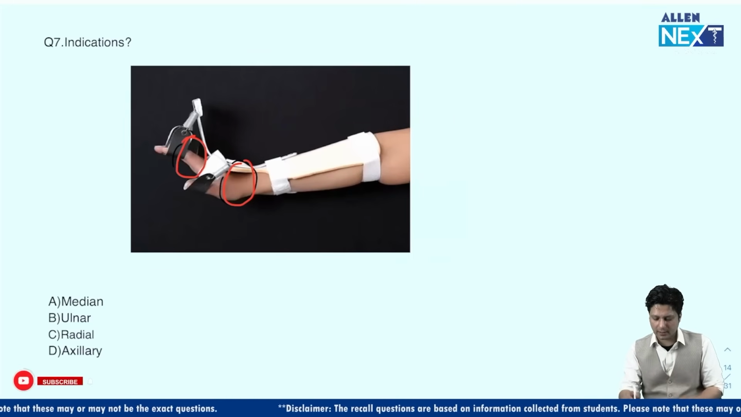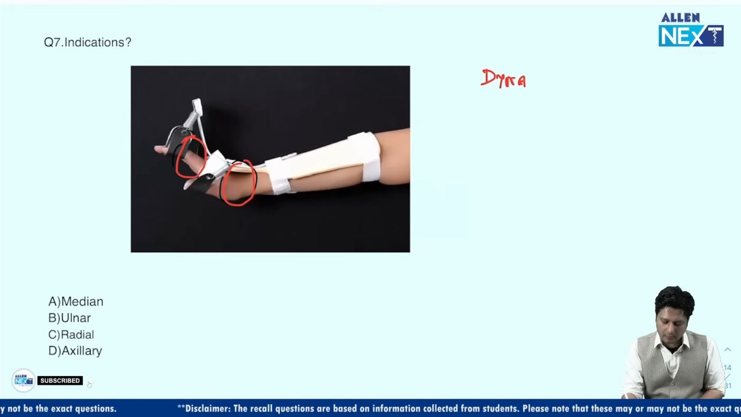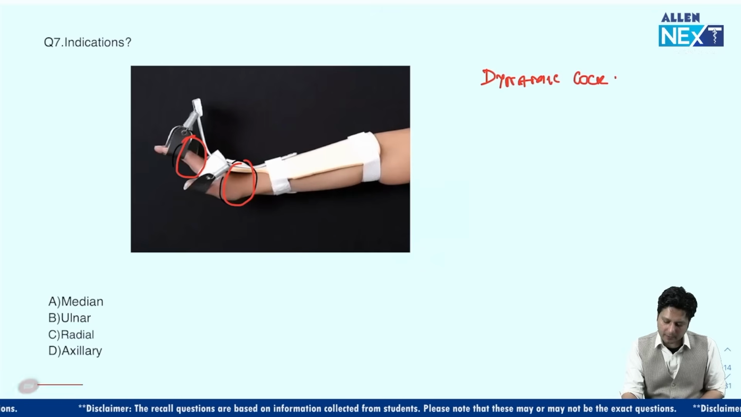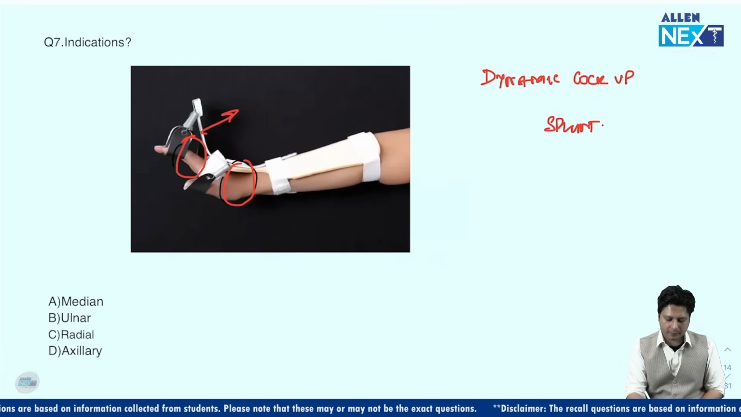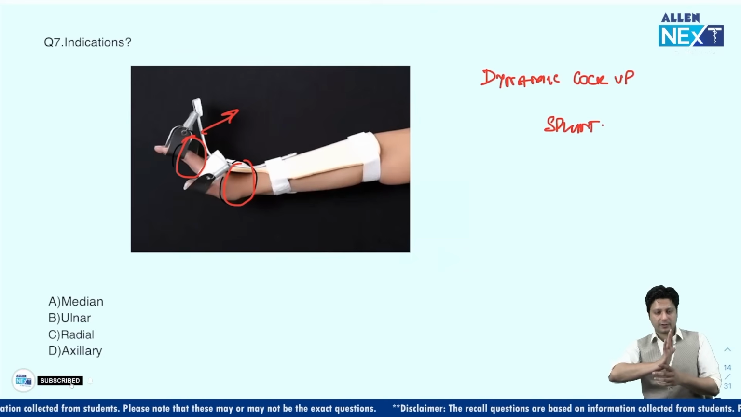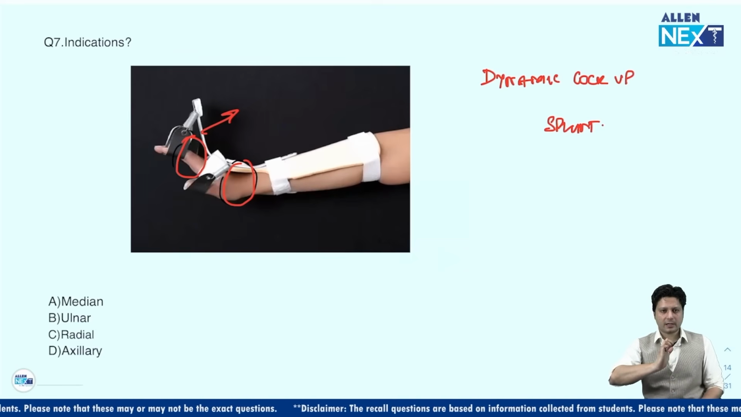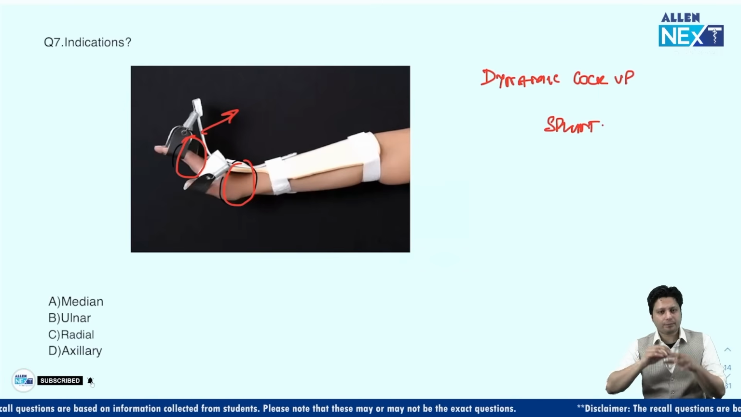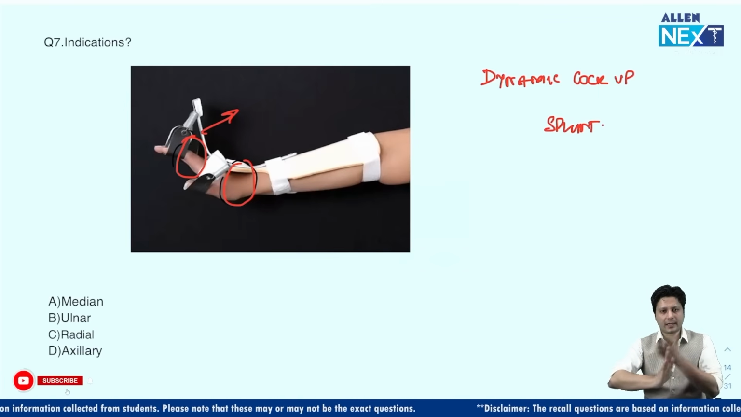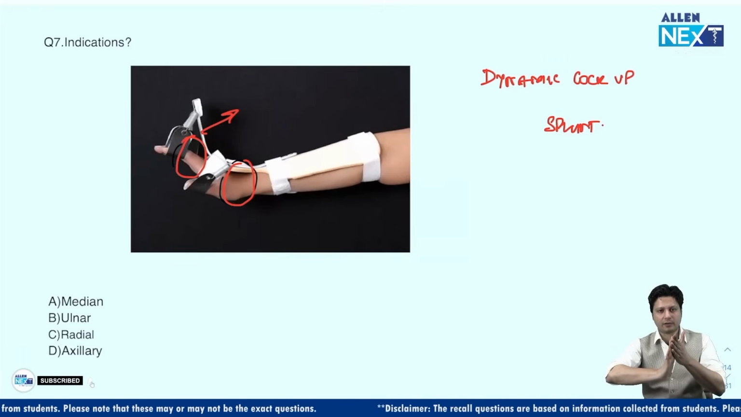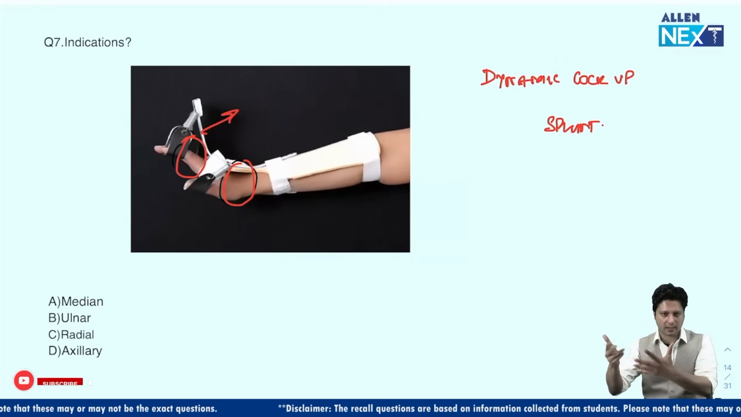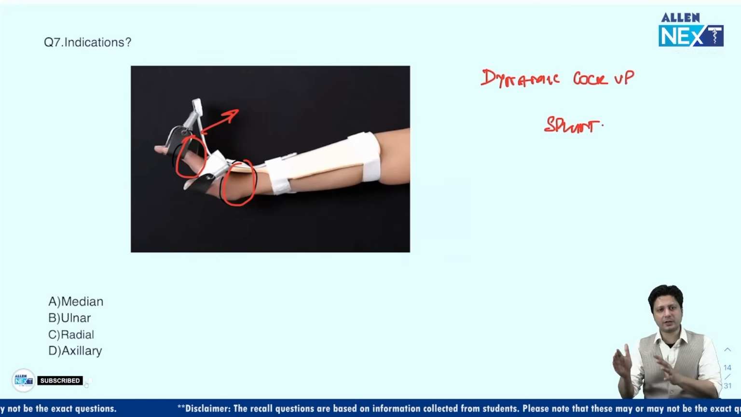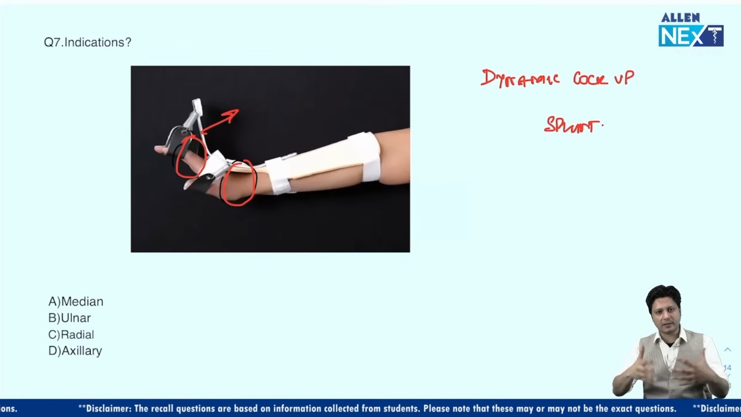So what we are seeing over here is the dynamic cock-up splint. Now, what do you mean by the term dynamic cock-up splint? These are the strings which are attached. It is designed in such a way that when you flex, there is a rebound contraction again. So not only immobilization, there is a possible movement of the fingers also. That is dynamic. Had there been no string attached, just a slab you put in extension of the wrist and the metacarpophalangeal joint, that would be called a static cock-up splint. But this is something that you came to know about, that it is a cock-up splint related to radial nerve injury.